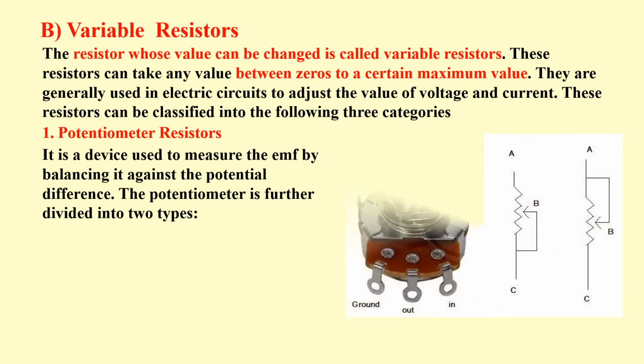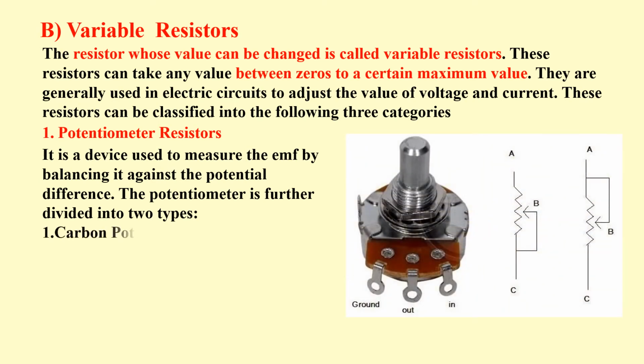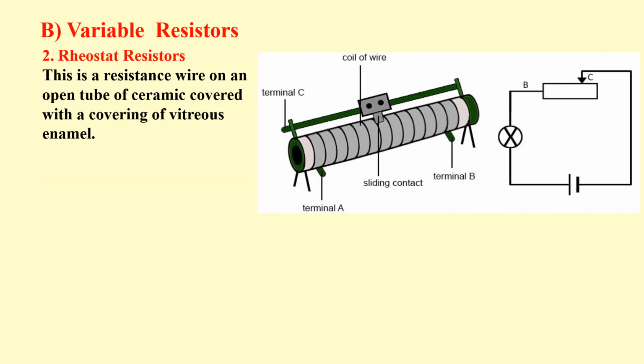1. Potentiometer resistors. It is a device used to measure the EMF by balancing it against the potential difference. The potentiometer is further divided into two types, the carbon potentiometer and the wire-wound potentiometer.